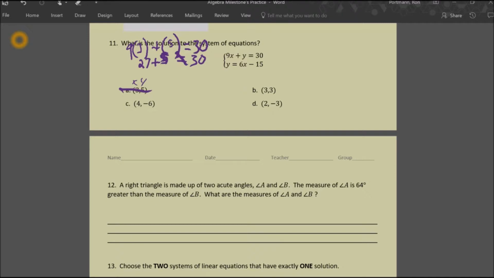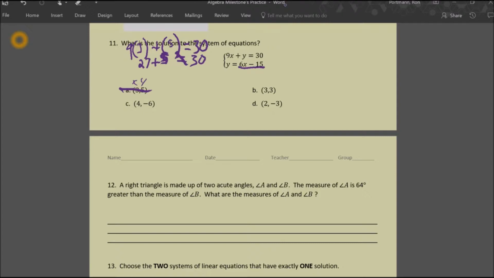I want to show you the substitution method. Since y equals 6x minus 15, and we have a y in the other equation, we could put what y equals into the other equation, which is 6x minus 15. So we would rewrite the first equation exactly how it's written. But wherever we see a y, we are going to put what y equals.